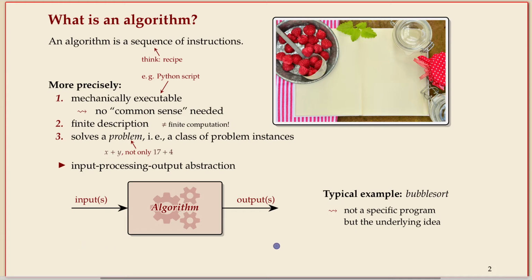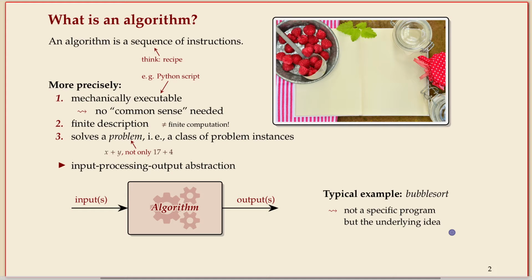The algorithms in our module will always have this input-output abstraction. So you get certain things as an input, then your algorithm does things with them and produces an output at the end. If you want a more typical example, apart from just adding two numbers, you can take a sorting algorithm. For example, bubble sort is maybe the simplest and most well-known because it has a funny name and at least it's easy to specify.